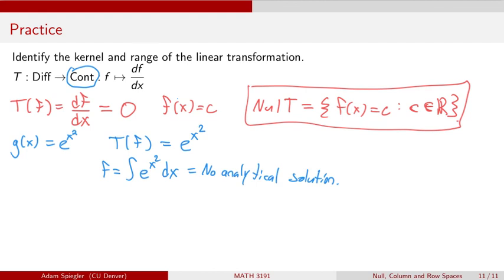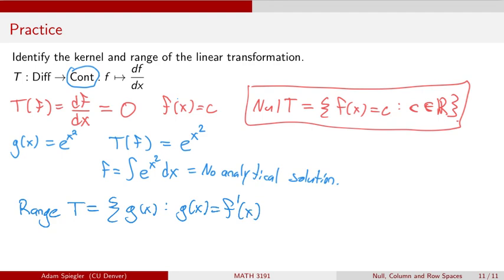So the range of this transformation T, I can therefore write as the following set. It's going to be the set of all functions g of x such that g of x is equal to the derivative of some function f of x, where f just denotes some differentiable function.